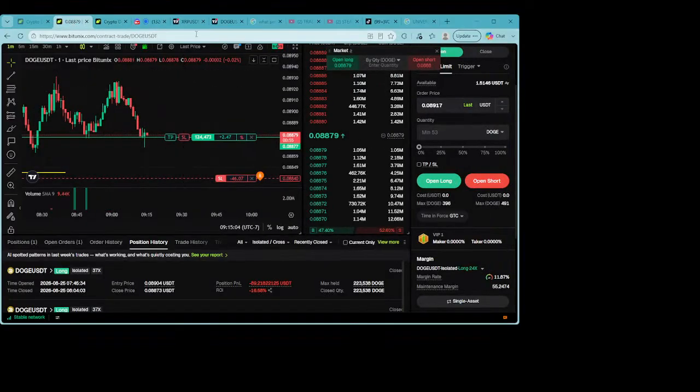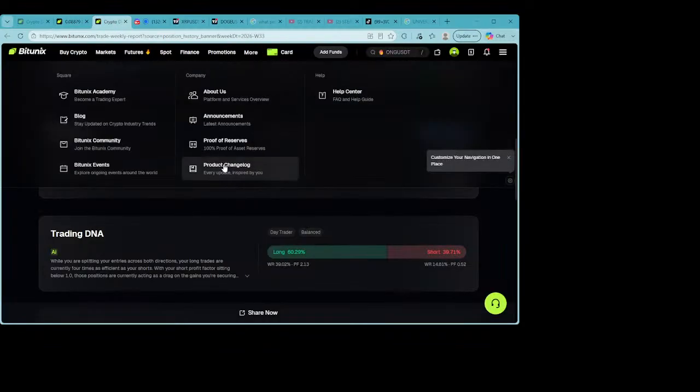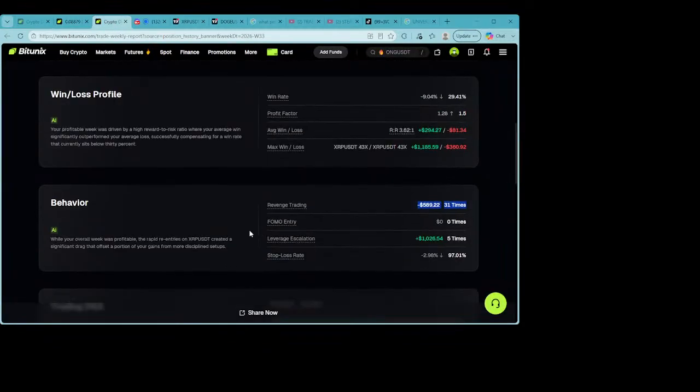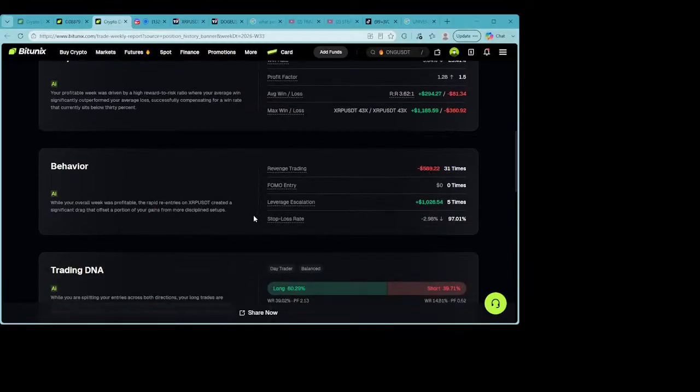If you guys haven't used this tool yet, it's a real tool. It's right there. You just click the AI information and you can see your behavior. So we did this one here, which was revenge trading. That's why I had so many trades, because when we lost a trade, we got in a trade, we were chasing a trade, and that was because there was so much momentum.